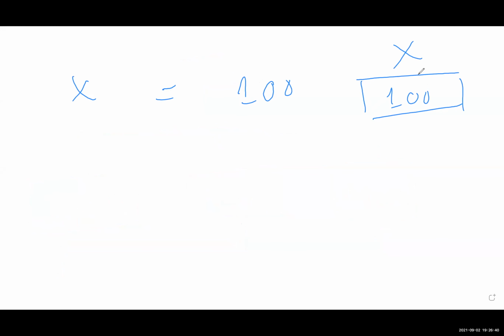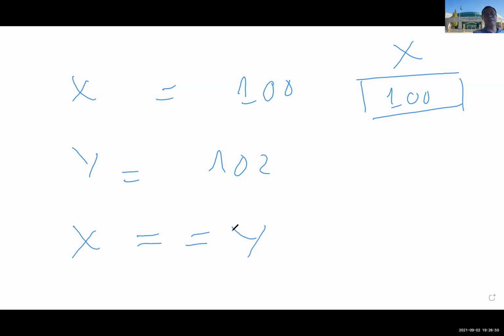That is assignment, right? But here's the thing. If you have y equal to 102, and now we check whether x equal to y or not, this is a comparison. What is the output here? It'd be incorrect, right? You have to understand the difference between assignment and comparison here. Make sense?